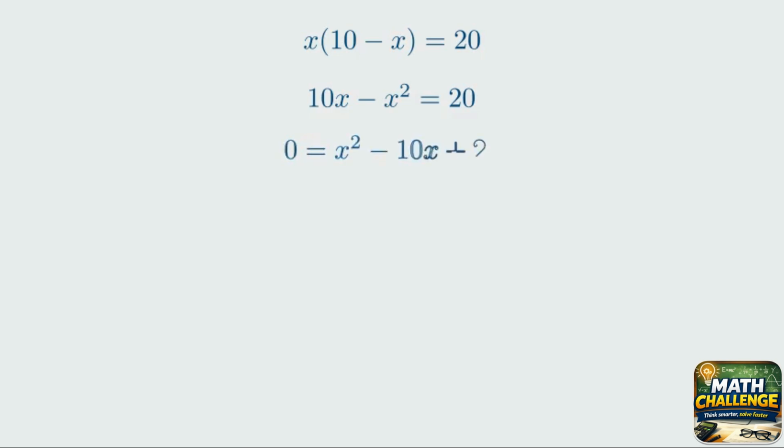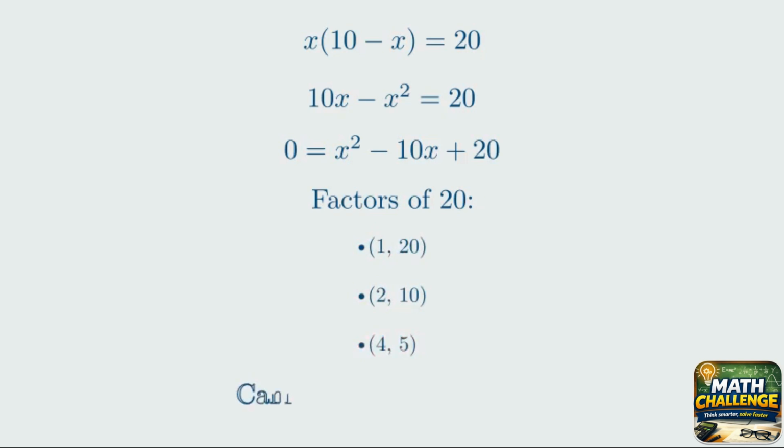Now we need to solve this quadratic equation. Let's see if we can factor it. Can we find two numbers that multiply to positive 20 and add to negative 10? Think about the factors of 20: 1 and 20, 2 and 10, 4 and 5. If we try to make them add to 10, we get 1 and 20, that's 21; 2 and 10, that's 12; and 4 and 5, that's 9. None of these pairs add up to 10. This means the quadratic equation cannot be factored easily, so we'll need to use the quadratic formula.